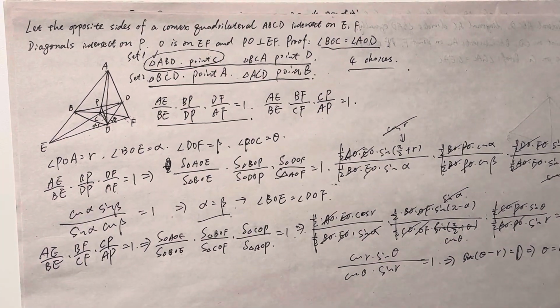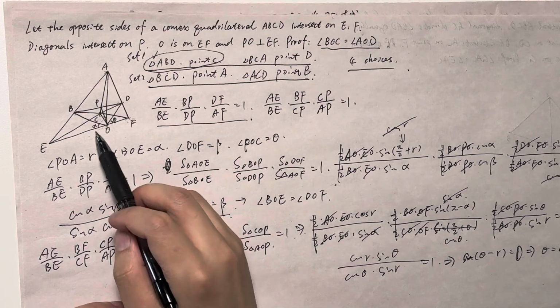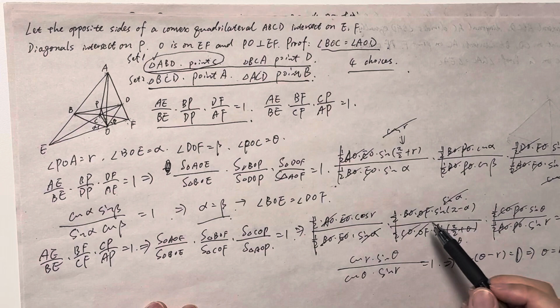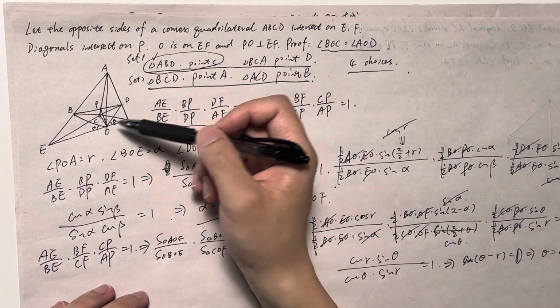So I would say this problem is a little bit harder than the previous problems, because you have to think about using the Ceva theorem twice, figure out the proper triangle you want to use for the Ceva theorem, and find the proper angle relation first. Here we find that alpha equals beta, and then we can move to the next stage, because here we want to cancel alpha and beta.